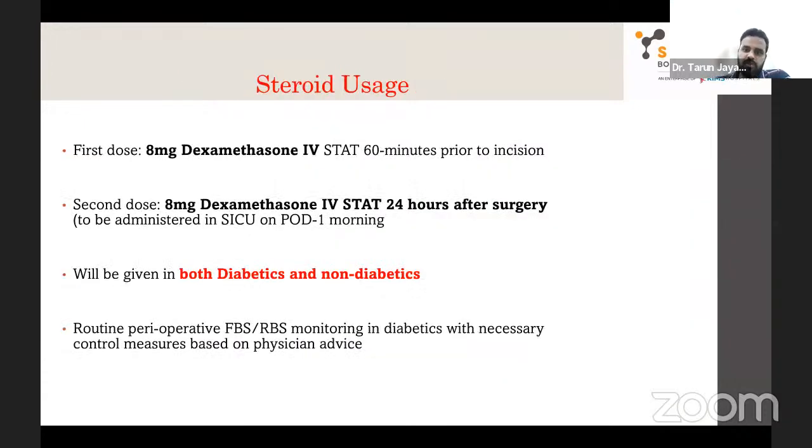Steroid usage, again, is a controversial topic, but we do follow the use of steroids intraoperatively. So the first dose of steroids is given 60 minutes prior to the incision. We give 8 mg of dexamethasone and the second repeat dose is given one day after surgery, usually in the SICU. And again, the point to be noted is it will be given both in diabetics and non-diabetics. However, you should keep a watch on the patient's sugars.